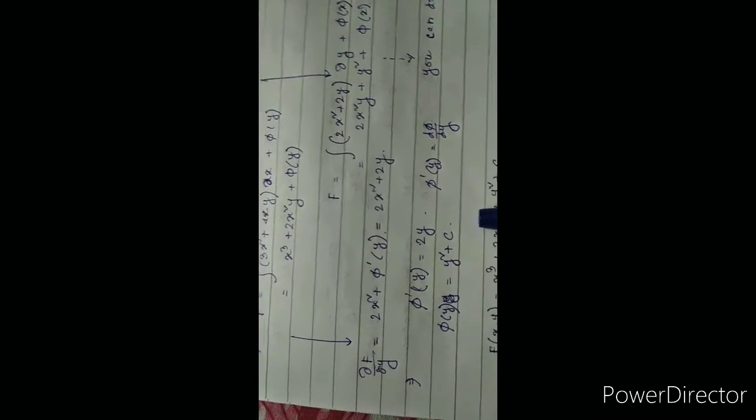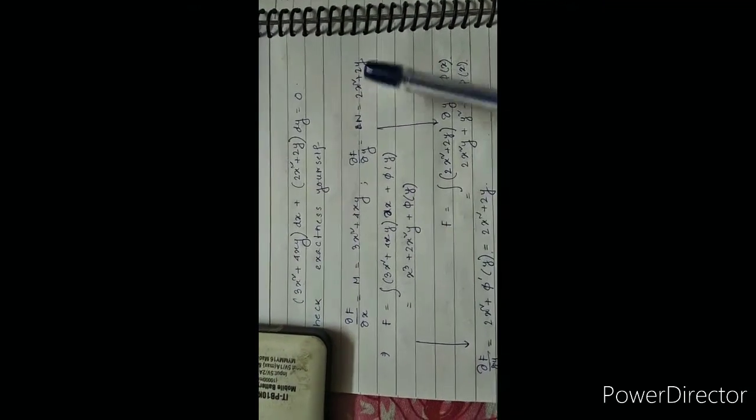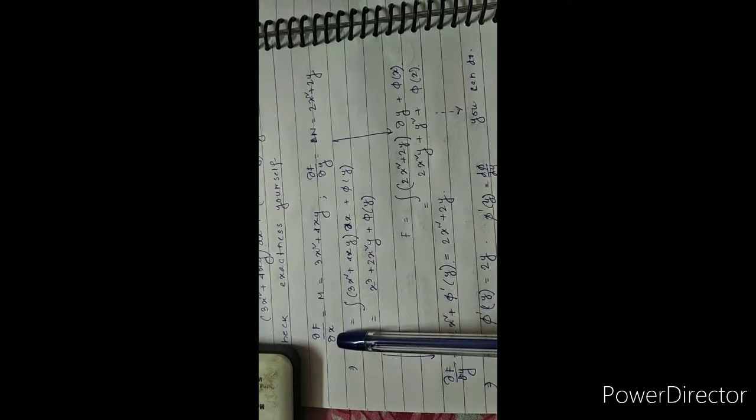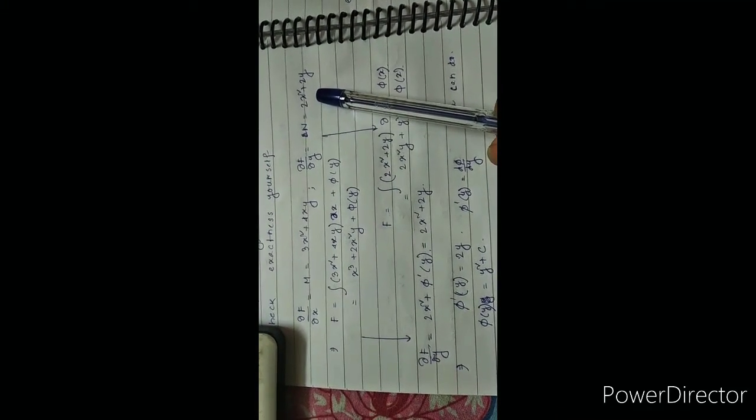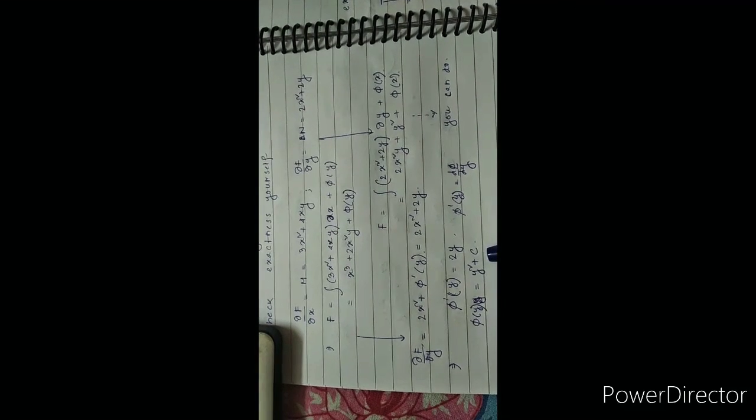Okay, so you can do this same thing with respect to y. That means here I have started from this expression del f del y, integrate this thing, and then again differentiate with respect to y, then equate it with this thing and get the phi y.